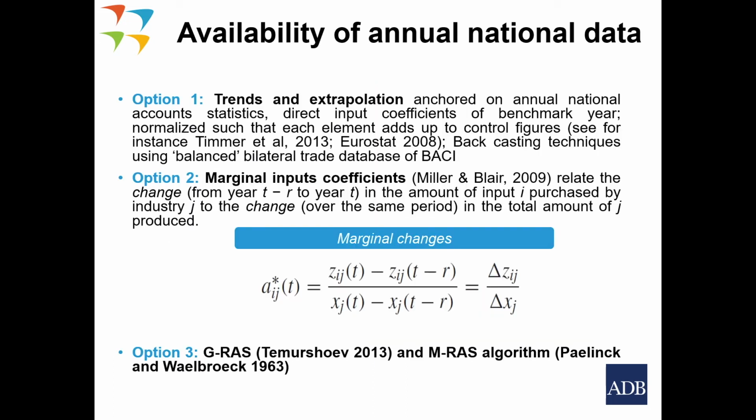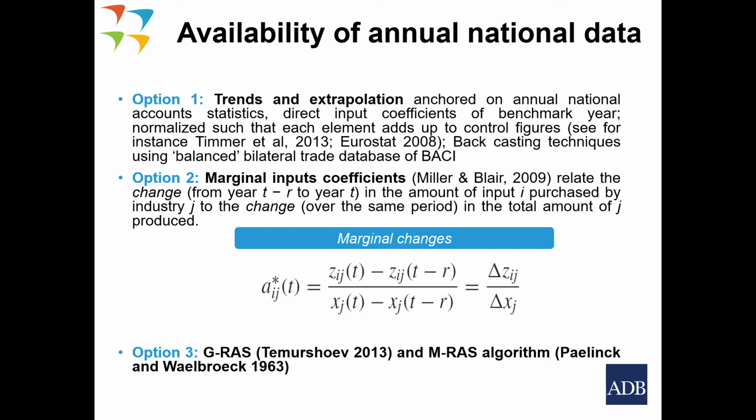Not all countries produce annual supply and use tables or input-output tables. For this, we employ some non-survey methods to acquire the gap years. There are three main non-survey approaches we can use to fill in data for missing years. The first option is to perform extrapolation on the desired data using trends in direct input coefficients of benchmark years and annual national accounts statistics. Once we extrapolate, we normalize the results such that each element adds up to control figures.